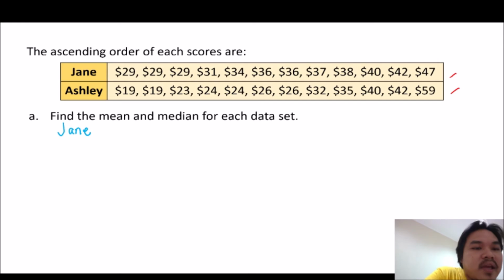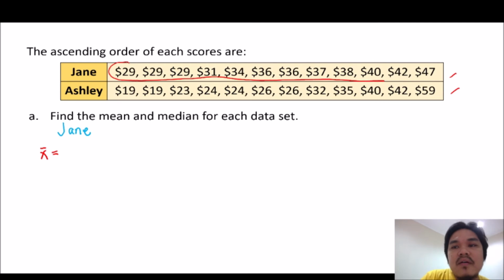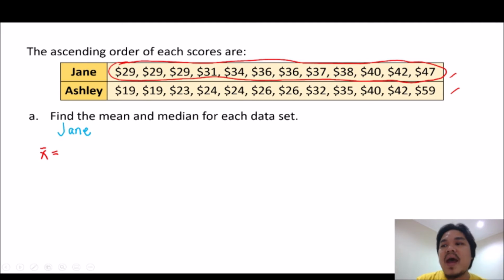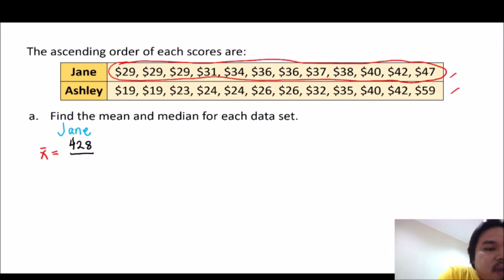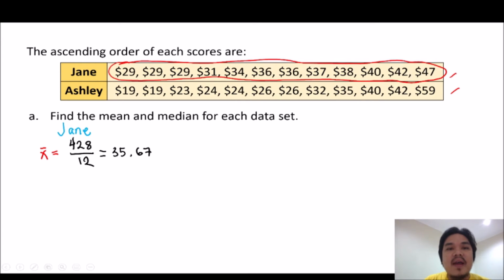Okay, so we will calculate the mean first. Okay, so to calculate the mean, we will add all the scores, and then divide by the number of entries. So when we add all the scores, the total is 428, and then there are 12 entries, so the mean is 428 divided by 12, and that is 35.67.